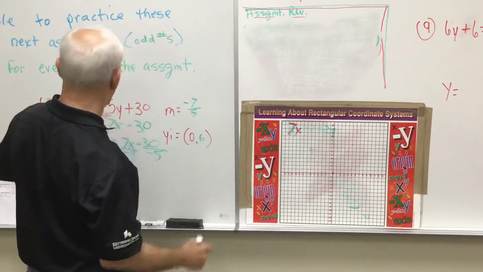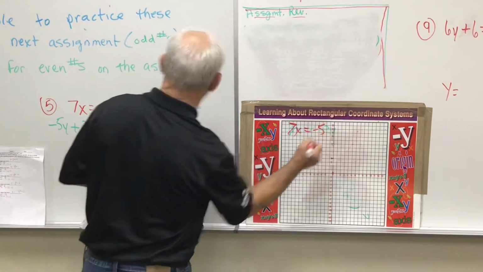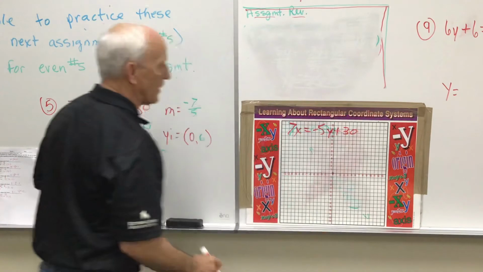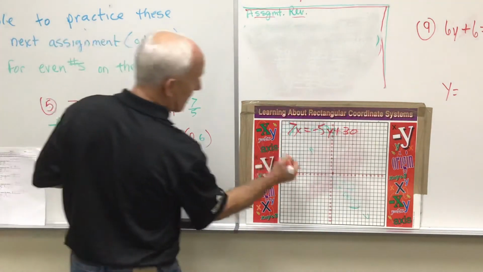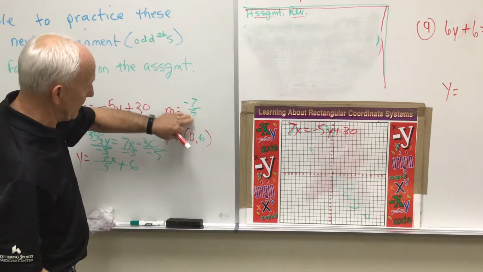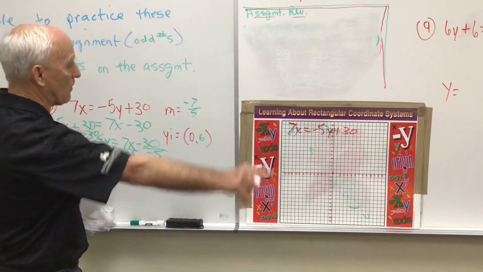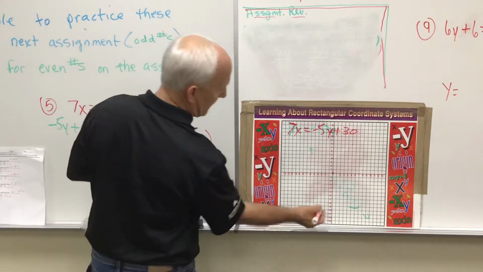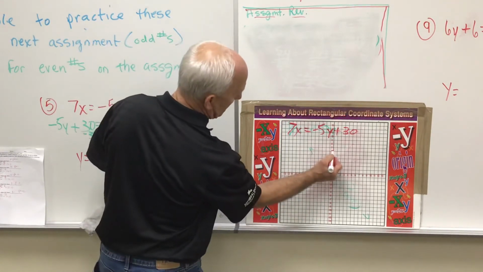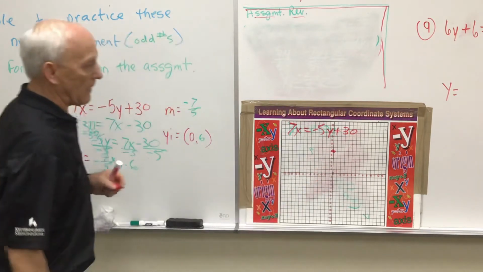7x equals negative 5y plus 30. There we go. Now I wrote it correctly that time. Now, for the slope, we have the negative 7 over 5. So we're going to go down 7 over 5, but we have to start where? Here? It's a positive 6. Let's start up there.